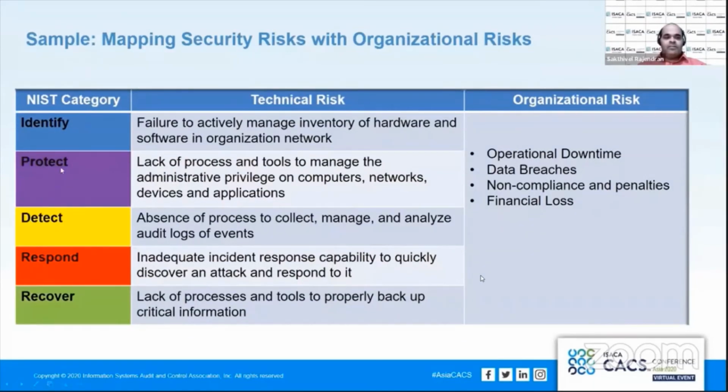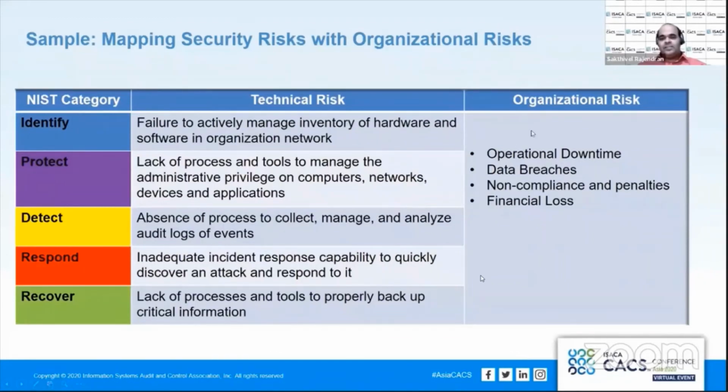And here is how I have done it. You see the NIST CSF categories: identify, protect, detect, respond, and recover. All the identified technical risks are mapped to these NIST CSF categories. This is for all the technical people and security professionals to understand. Then we also have an additional mapping, linking this technical risk to the organizational risk.